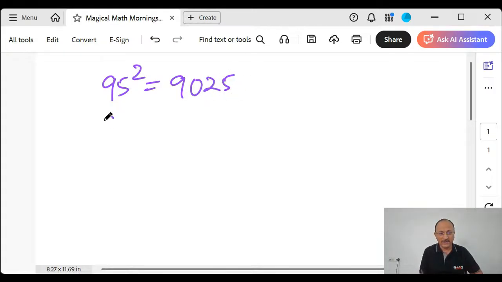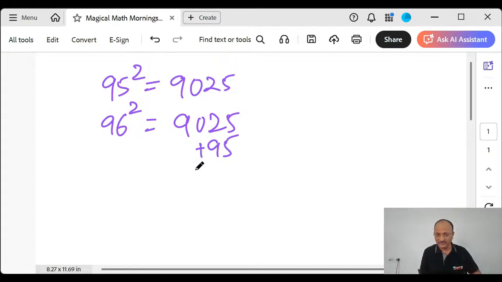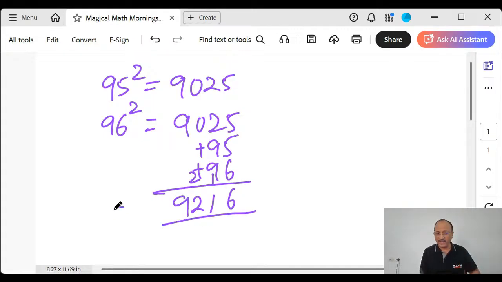Now, I want to find the square of 96. What will I do? 9025 is 95 square. For this, first I will add 95. Then I will add 96. That's it. It is 9216. 9216 is 96 square. Isn't it easy and it takes much less time?